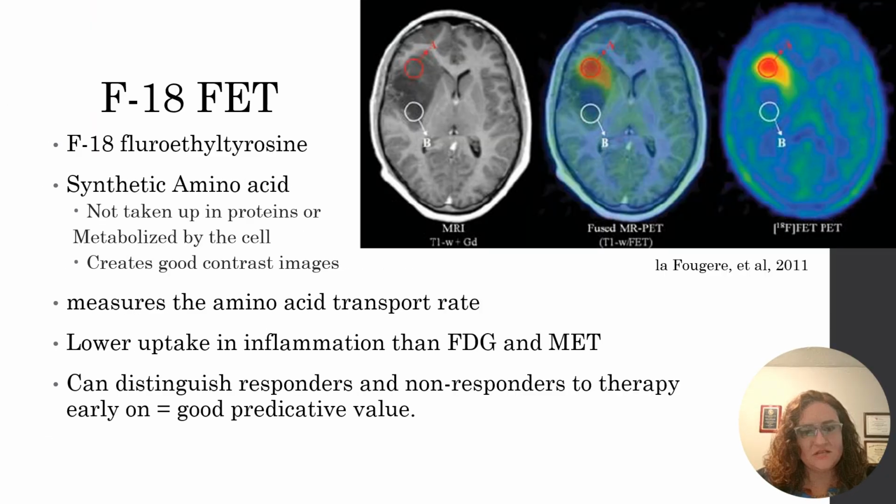One that has progressed through clinical trials is FET. This is a synthetic amino acid, so it's not taken up by proteins or metabolized by the cell, but it has really good contrast images. It's good for measuring the amino acid transport rate, and there's lower uptake in inflammation than FDG or CMET. And it can distinguish responders and non-responders to therapy very well. And it does that very early on, so it has a very good predictive value.